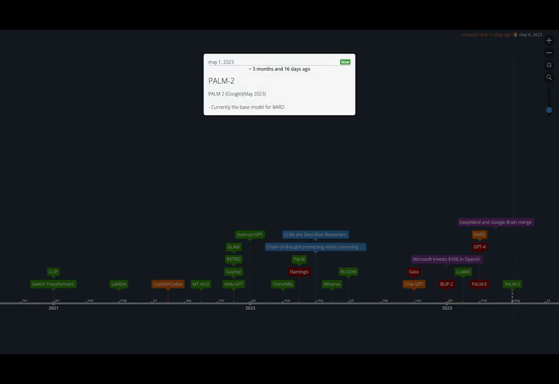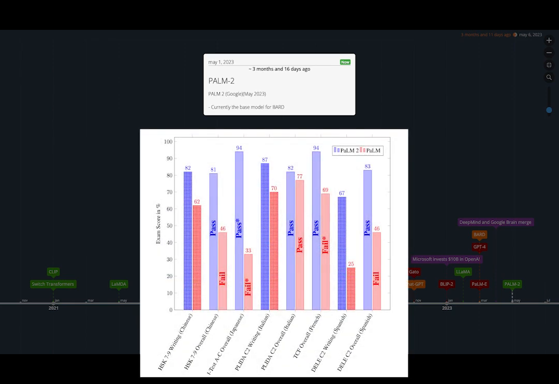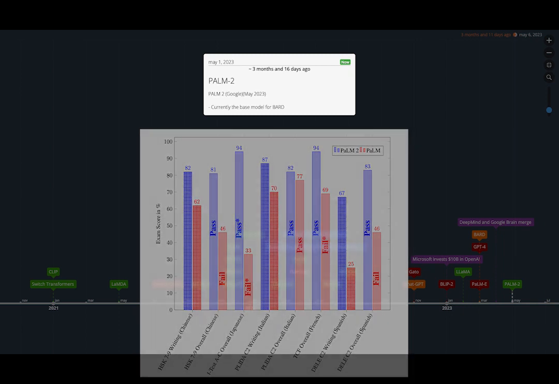Lastly, in May, Google released a technical report for Palm 2, which, like GPT-4's technical report, didn't have as much technical details as a regular research paper. It did, however, claim very impressive performance, improving greatly over the first Palm.